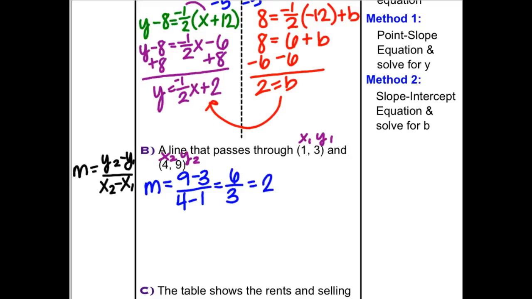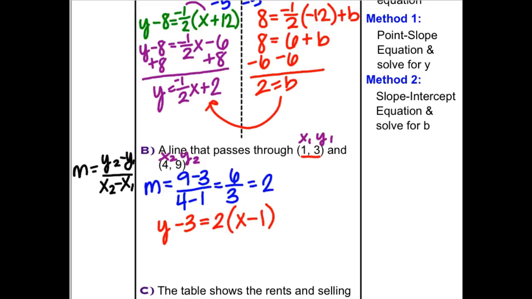Just for the sake of ease and fewer steps, I'm going to use point-slope form. That's just my preference, but it really doesn't matter which you use. So if we do y, and I'm going to pick my first point just because the numbers are smaller. So y minus 3 equals my m of 2 times x minus 1.